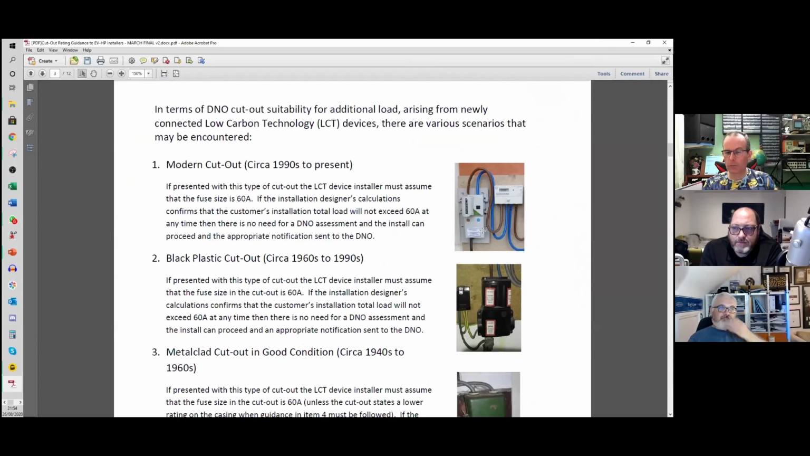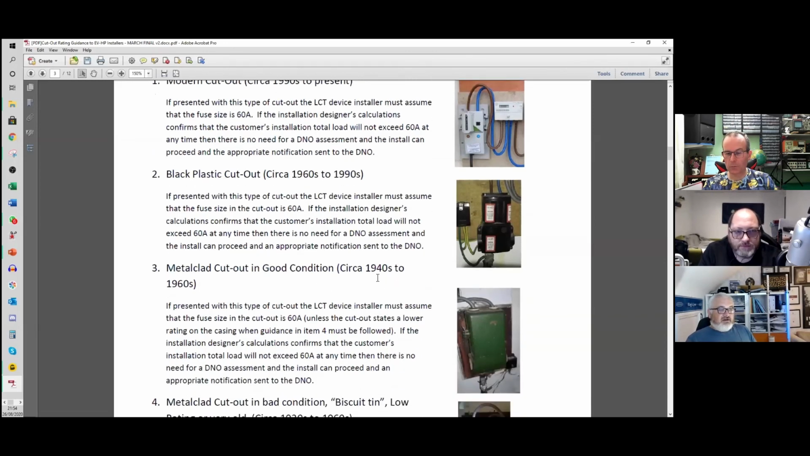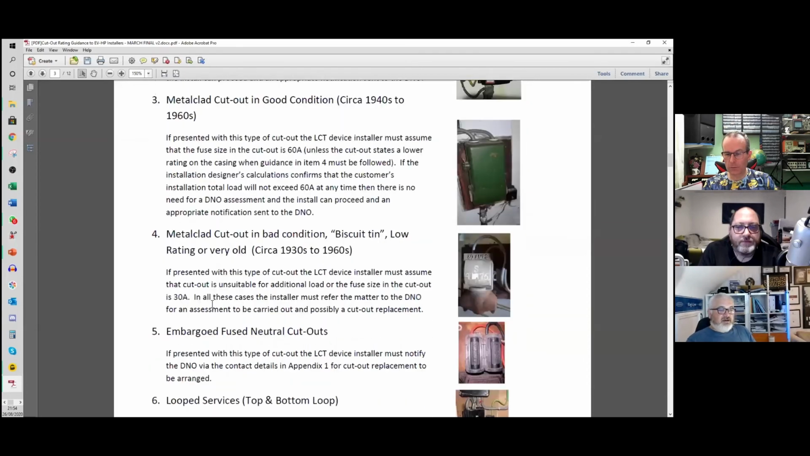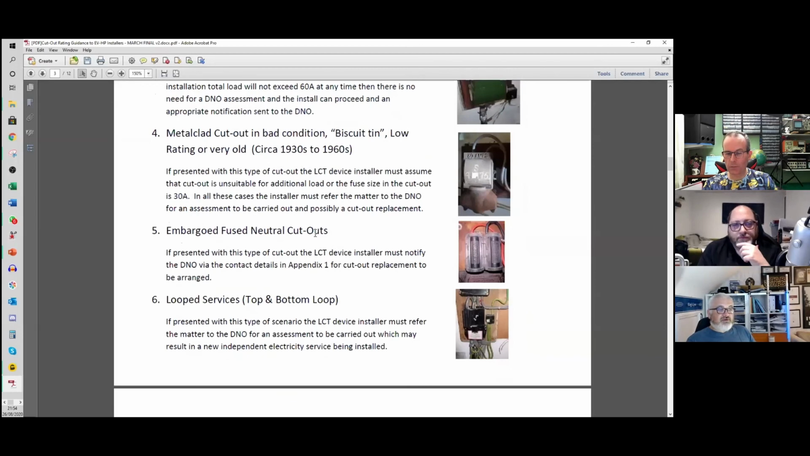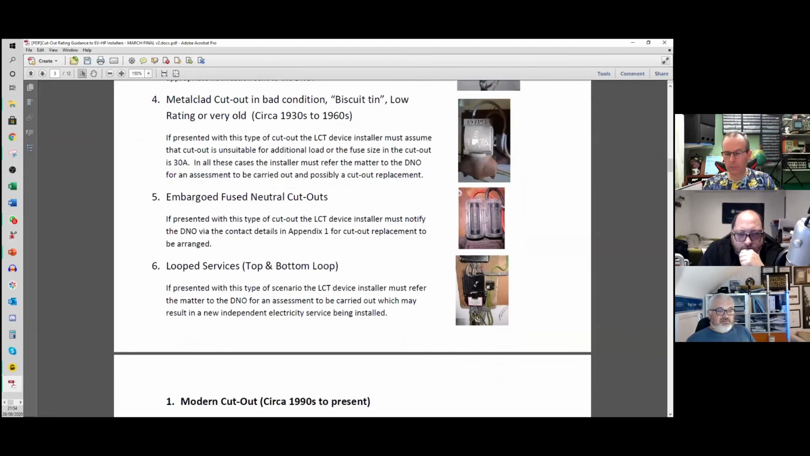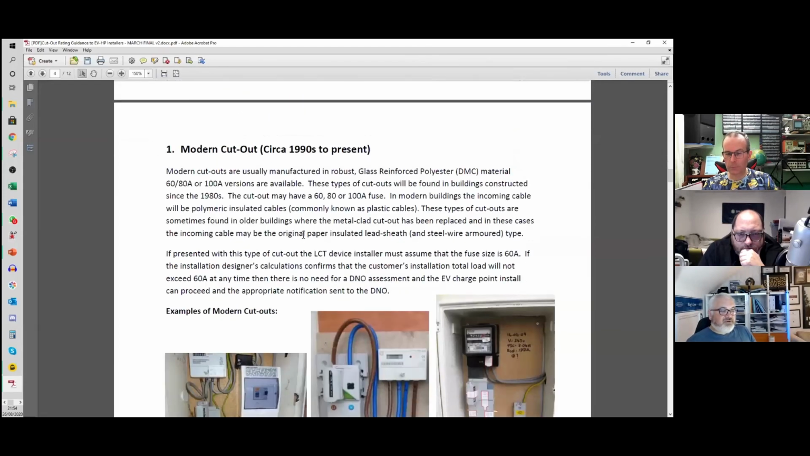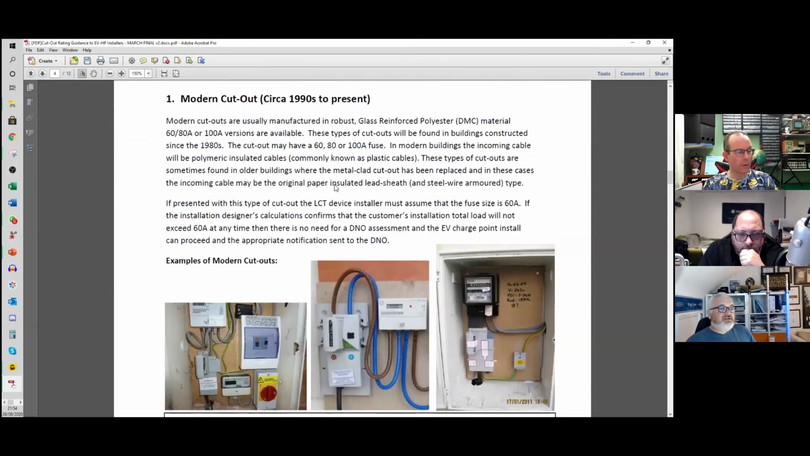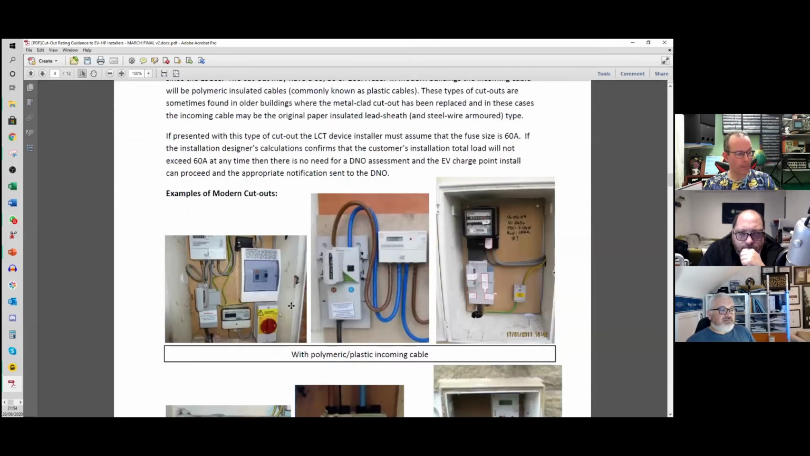Phenolic. And the installer must assume it's 60 amps, if the installation designer's calculation confirmed, then you've got black plastic, phenolic. Metal clad cutout, 1940s, 1960s. But what it does is it gives you advice on the loading. It then goes back into the biscuit tins, 1930s, 1960s. Embargoed, neutral cutouts. We've got live fused neutrals. Loop services, bottom and top. Modern services cutouts in GRP enclosures, 68 or 100 amp versions.